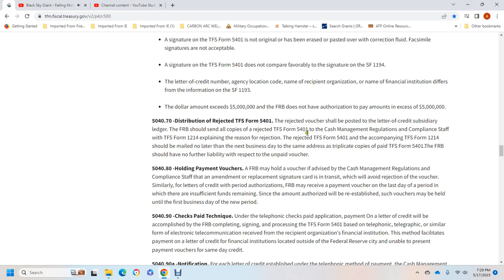5040.80, holding payment voucher. The Federal Reserve Bank may hold the voucher if they advise the cash management regulation compliance staff of the amendment. The replacement signature card for the transit will avoid the rejection of the voucher, simplified with the letters of credit period authorization. The Federal Reserve Bank may receive the payment voucher on the last day of the period in which there are insufficient funds remaining. Since the amount of the authorization is reestablished, some such vouchers may be held for the first business day of the new period.